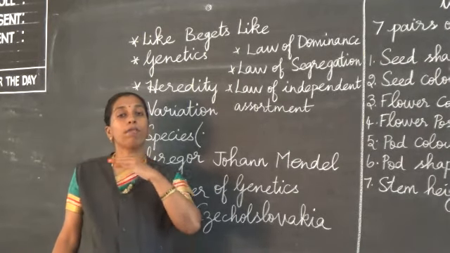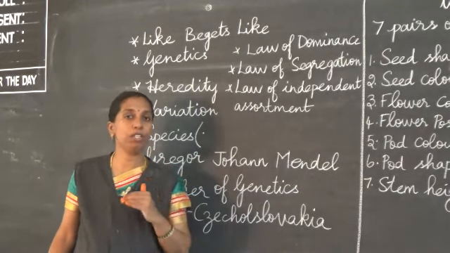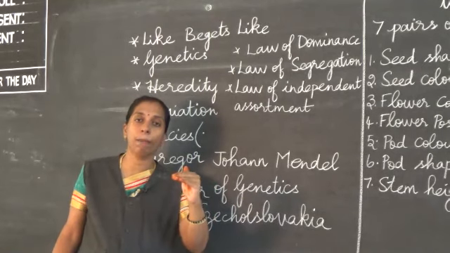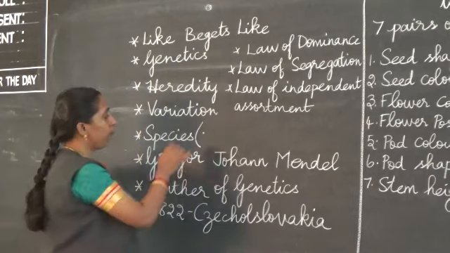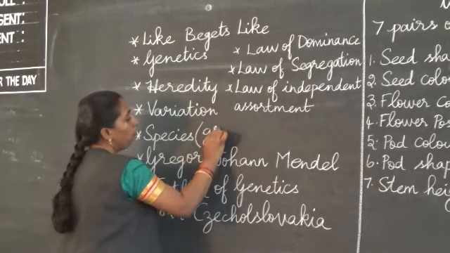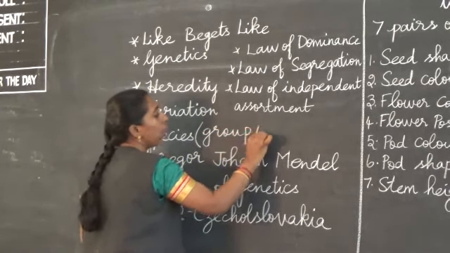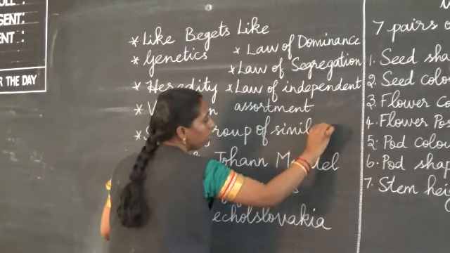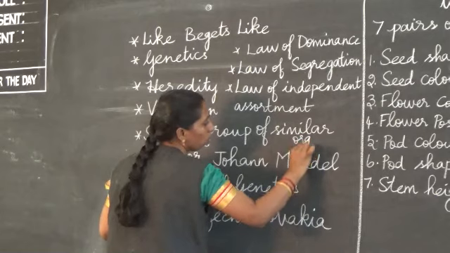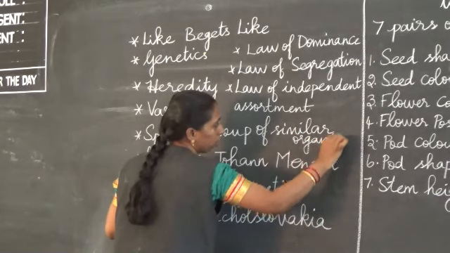All of us belong to the same species, Homo sapiens, nothing but human beings. So what is a species? Species means a group of similar organisms.